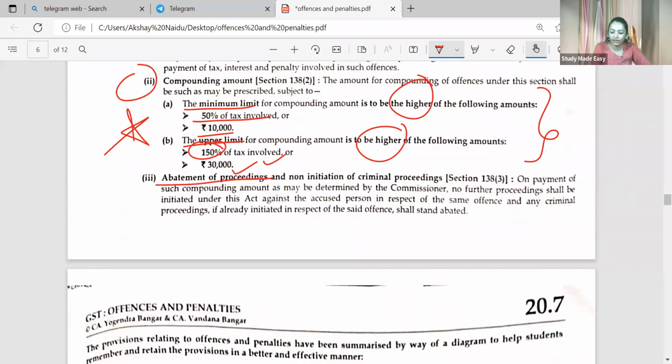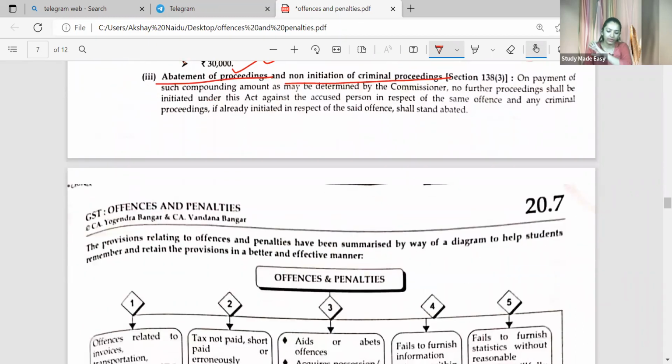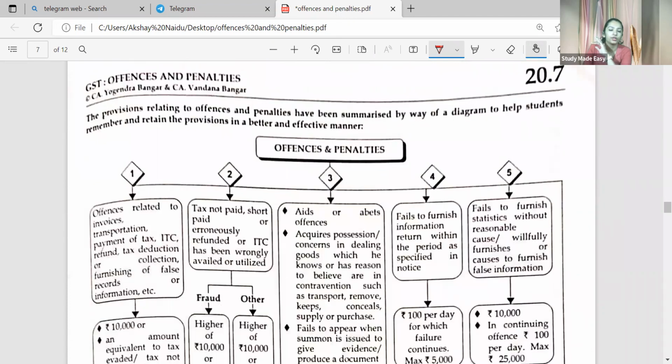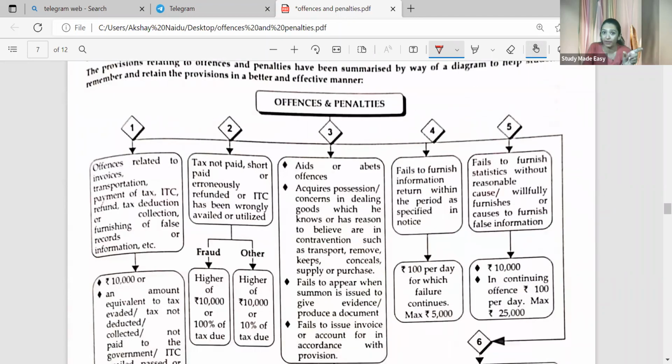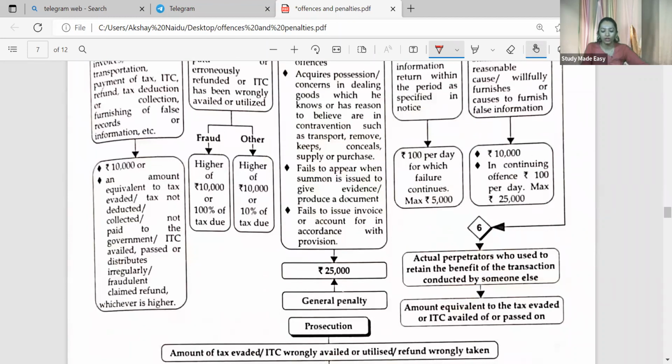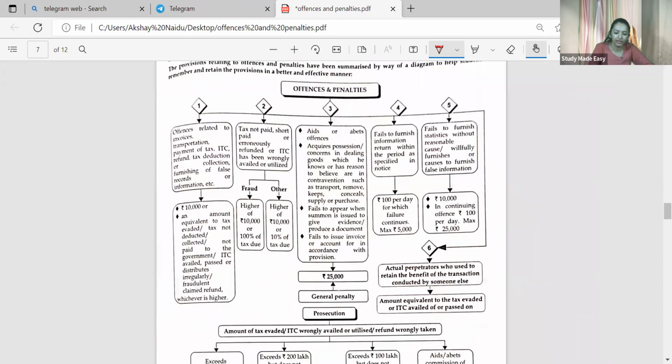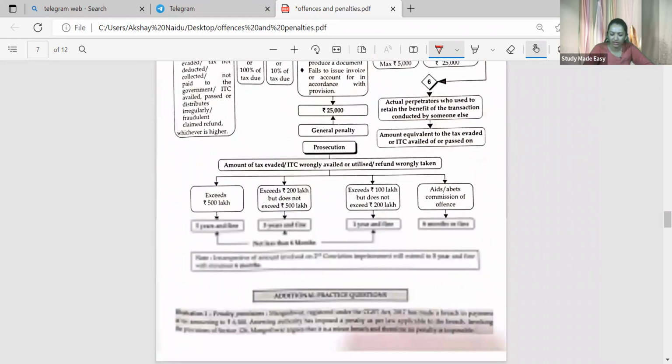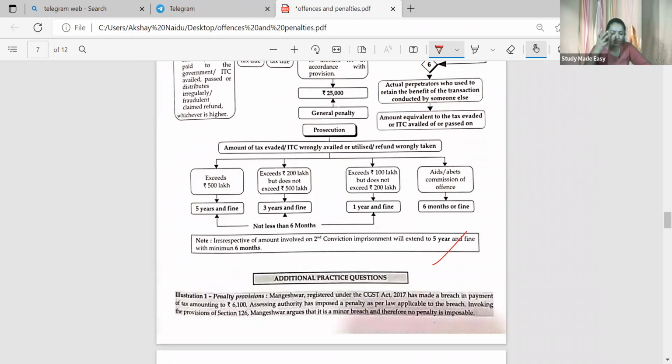Abatement of proceedings and non-initiation of criminal proceeding. All the proceeding will be closed. एक बार अगर compounding has been done, all your proceeding will close. उसके respect में, उस offense के respect में close हो जाएगी. Understood? So this is your offense and penalty. This is just a revisionary chart. Questions are very less. Do practice it. इसको practice करके खत्म करो.